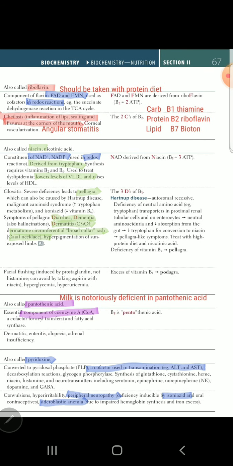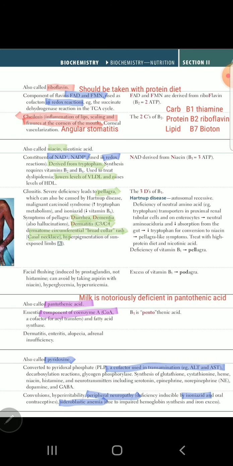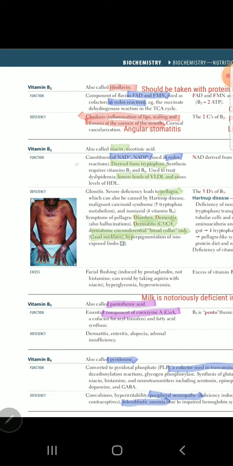And I have jotted down here as well: carbs, B1 thiamine, we know glucose and Wernicke issues; B2 or riboflavin, protein; and lipid for B7 or biotin, we know that in oxidation of fatty acids, biotin is important. For B3 niacin, N is for niacin, N for NAD and NADP. Again redox reaction, because hydrogen is used in reduction reactions, and it is derived from tryptophan, which is another MCQ.